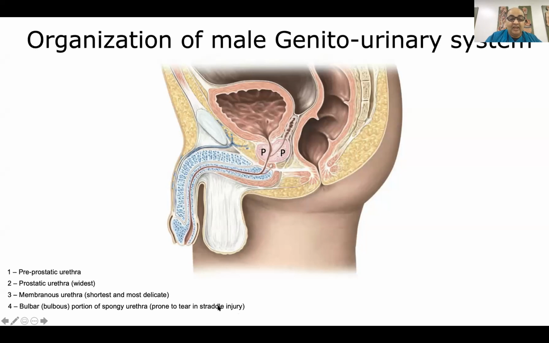This straddle injury is connected to the bulbar urethra, and we should know the bulbar urethra is part of the spongy urethra. You can see this transverse part of the urethra, the beginning after the membranous urethra, we call it the bulbar urethra, and then it becomes the penile urethra, and this is the longest part. Let me say it again. This is the widest part. This is the shortest but most delicate part, and the bulbar urethra is prone to tear in a straddle type of injury when somebody falls on a bar, no matter how.